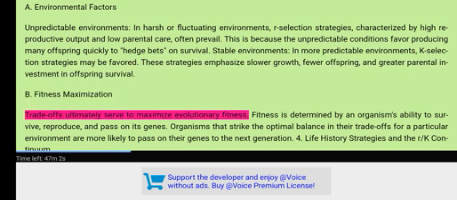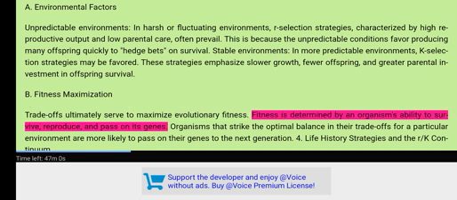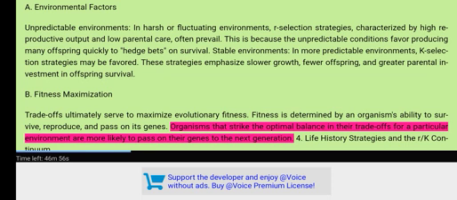B. Fitness maximization. Trade-offs ultimately serve to maximize evolutionary fitness. Fitness is determined by an organism's ability to survive, reproduce, and pass on its genes. Organisms that strike the optimal balance in their trade-offs for a particular environment are more likely to pass on their genes to the next generation.